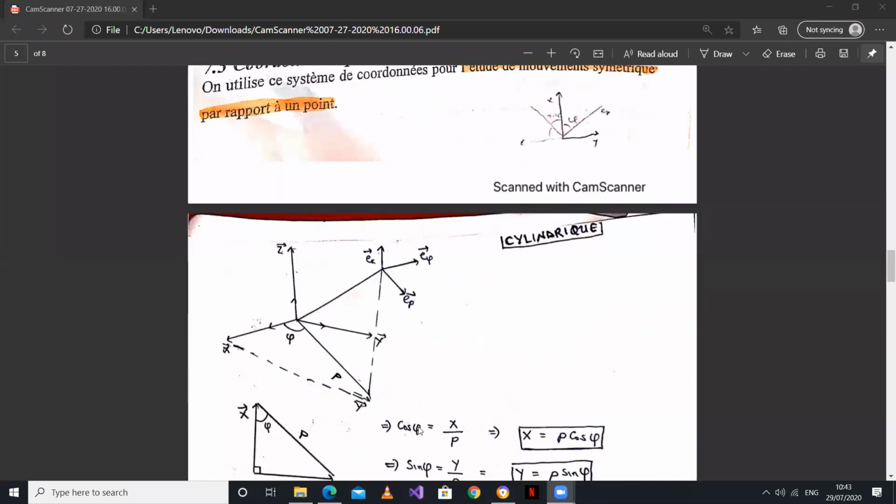Then x, y, and z in the Cartesian coordinate system are perpendicular to each other. So the angle between x and y is 90 degrees. And as I mentioned last week, when you are trying to derive expressions and formulas in this manner, try to work by all means possible with right angled triangles, because right angled triangles are easier to work with.